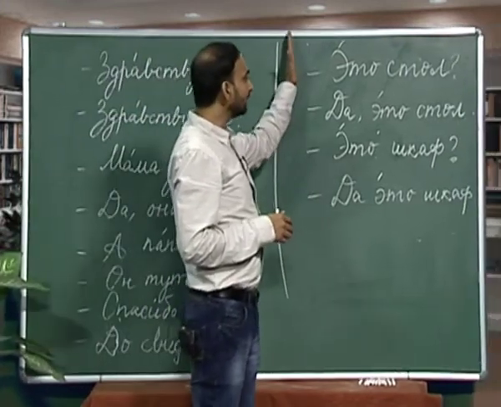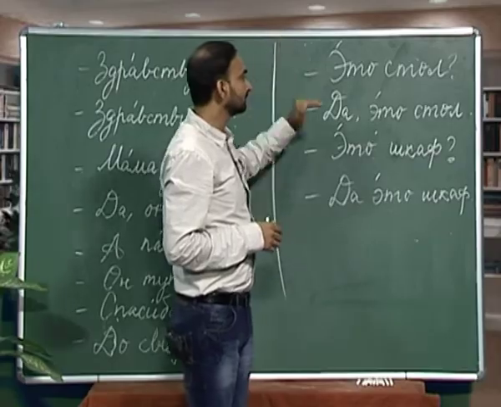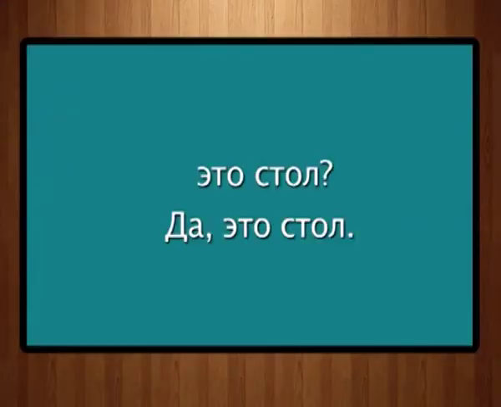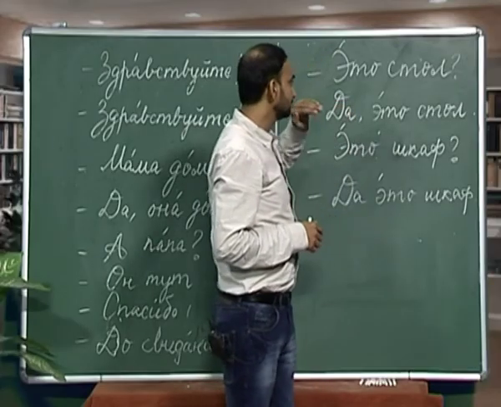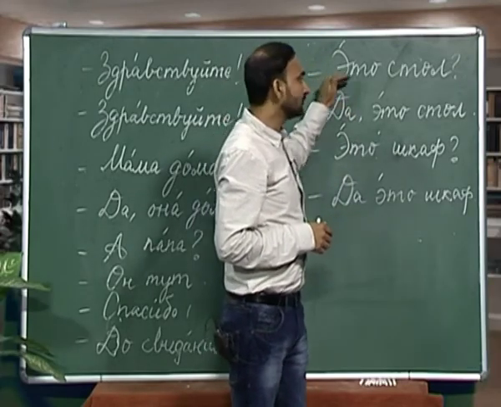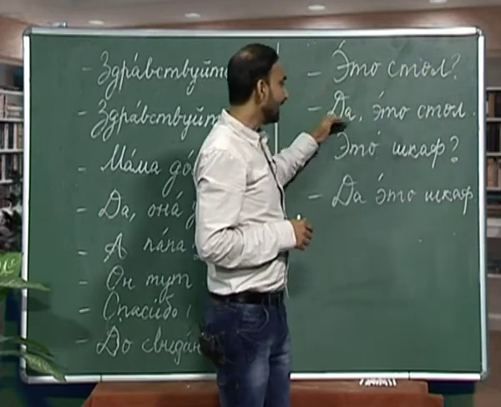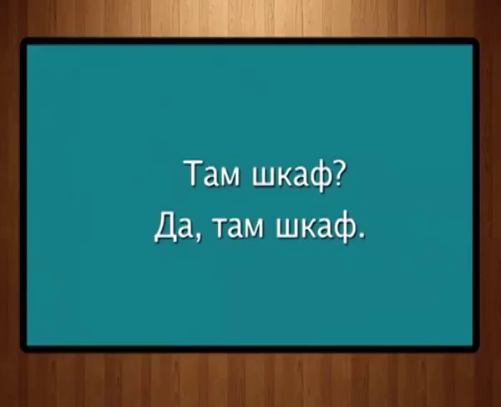Let's move on to our next dialogue. Это стол? Да, это стол. I'll repeat it once again. Это стол? Да, это стол. Это шкаф? Да, это шкаф.